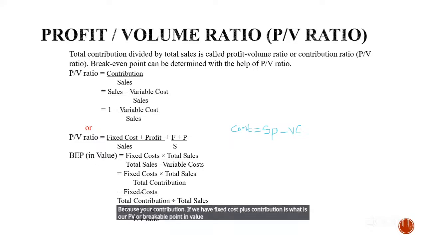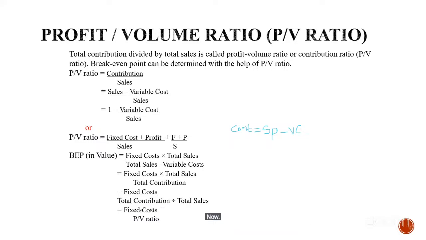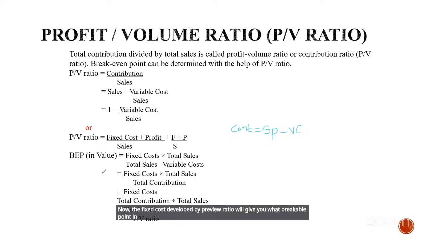Then the fixed cost divided by total contribution divided by sales is the same thing. You can manipulate this formula to get what you want. Now, the fixed cost divided by PV ratio will give you the break-even point in value. Now, let's go ahead.